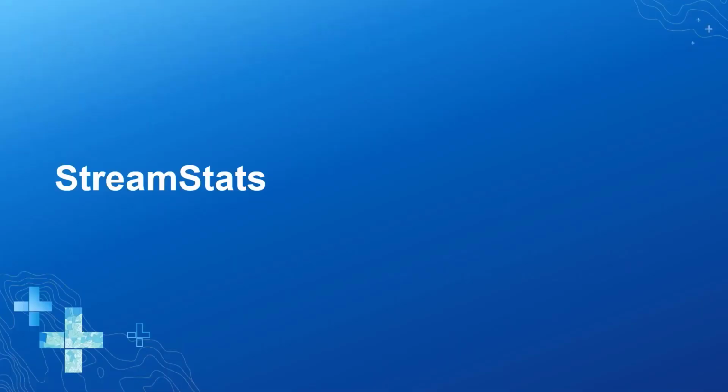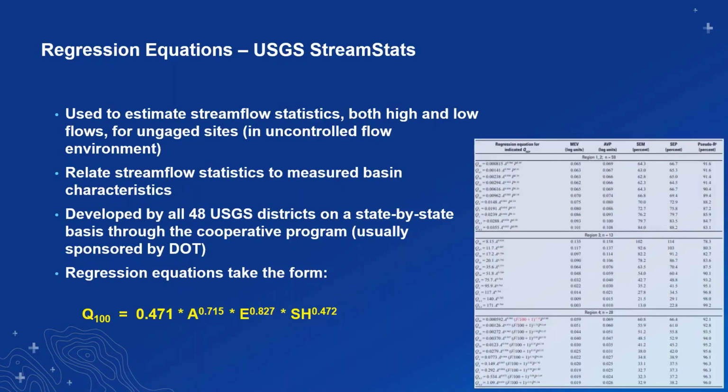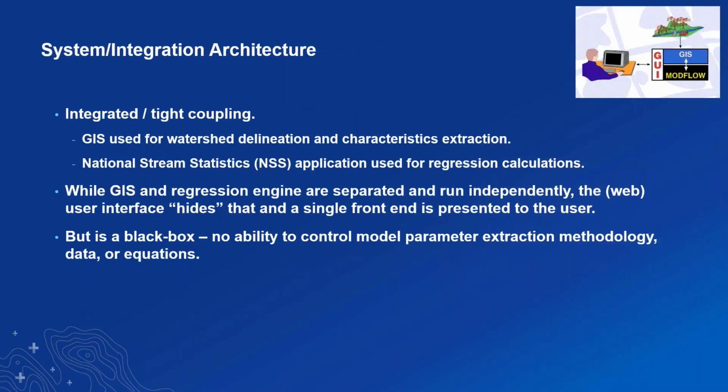We'll now look at several systems. We'll start with StreamStats that we talked about in the last webinar. The model is a statistical hydrologic model based on regression relating basin characteristics to flow. So this is an example of tight coupling where GIS and model communicate through data derived in GIS and passed to the numerical engine as a service call.